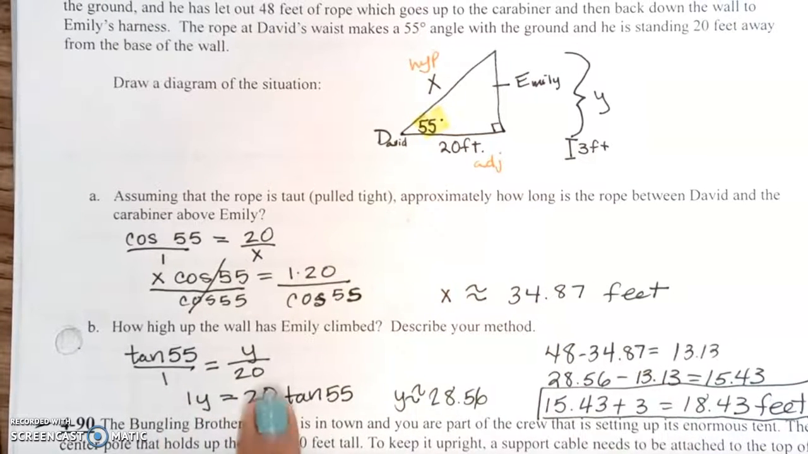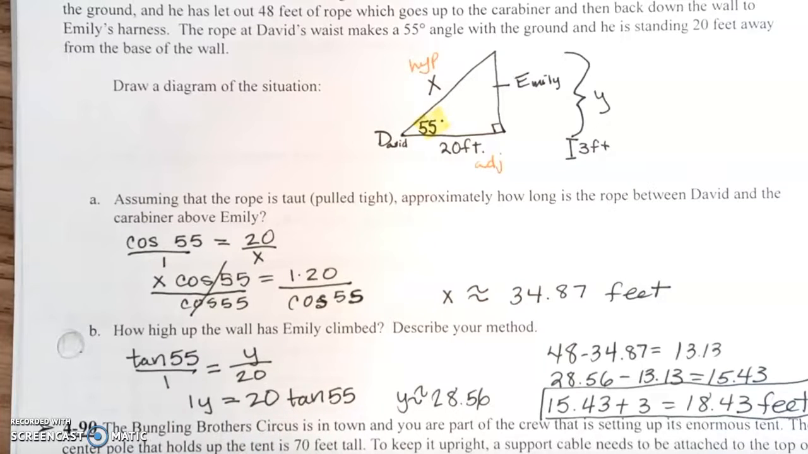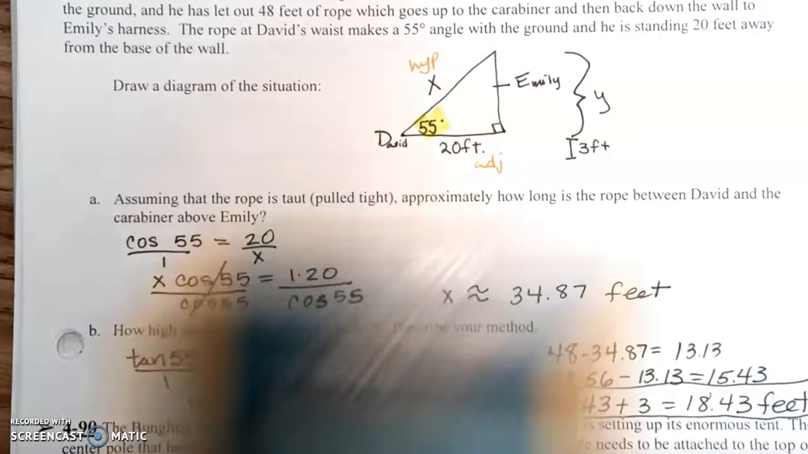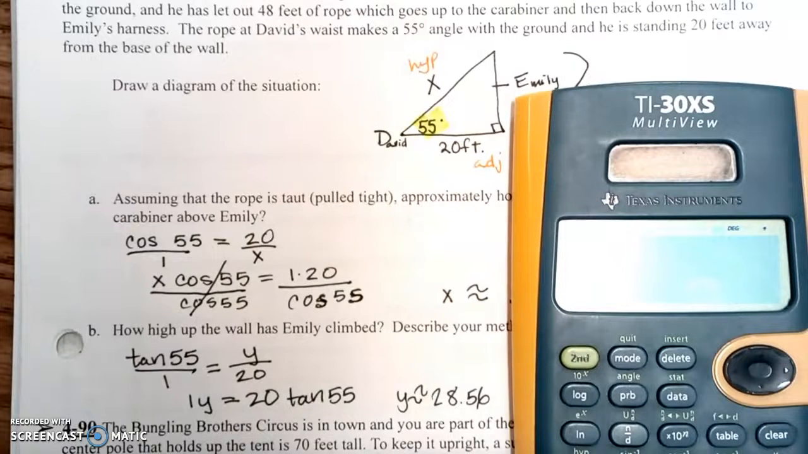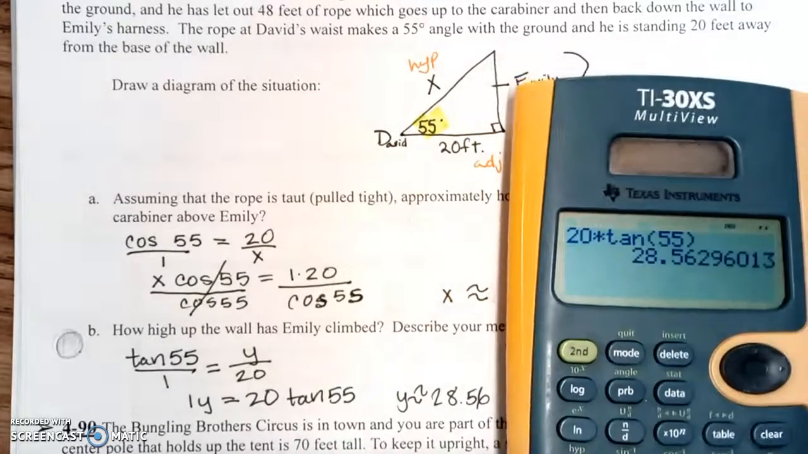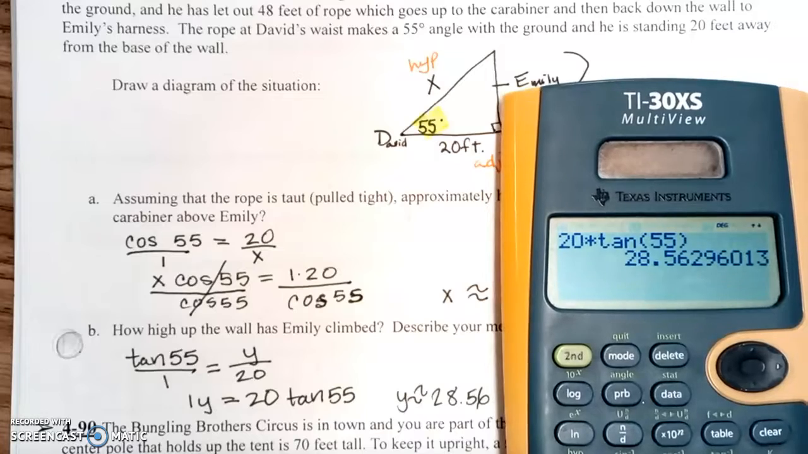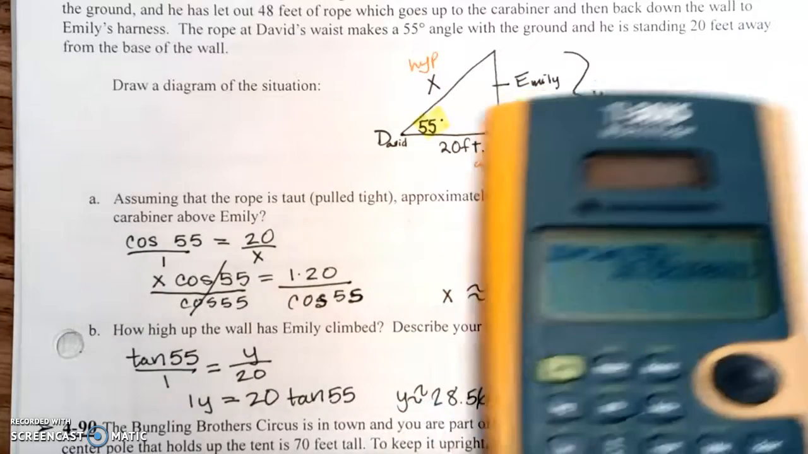We've got that proportion, so we're going to do the cross product. 1 times y is y, and 20 times the tangent of 55 is, let's see, type it in the calculator, 20 times the tangent of 55 equals 28.56. There's a 2 next to it, so we stay. Got a weird glare on there. And it's roughly 28.56. Okay?